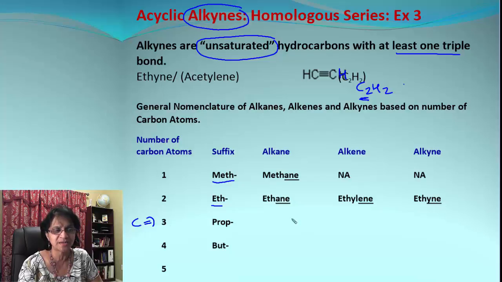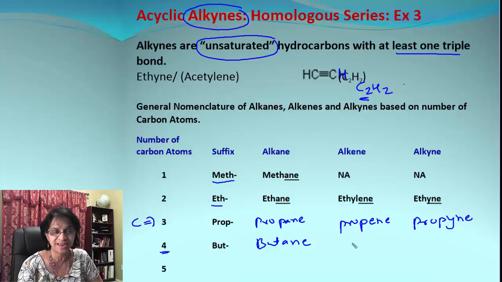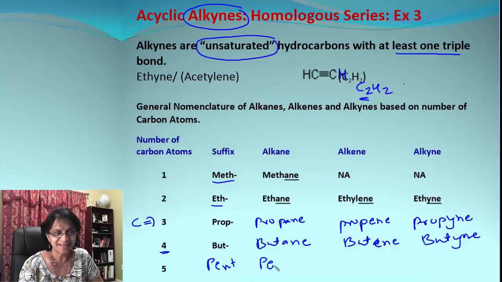If we have 3 carbon atoms, we get prop, so it is propane. For alkene it will be propene, and it will be propyne for alkyne. What about but? That corresponds to 4 carbon atoms. So alkane will be called butane, alkene will be called butene, and alkyne will be called butyne. The last one on this chart is 5, so that is penta. The alkane will be called pentane, the alkene will be called pentene, and the alkyne will be named pentyne.